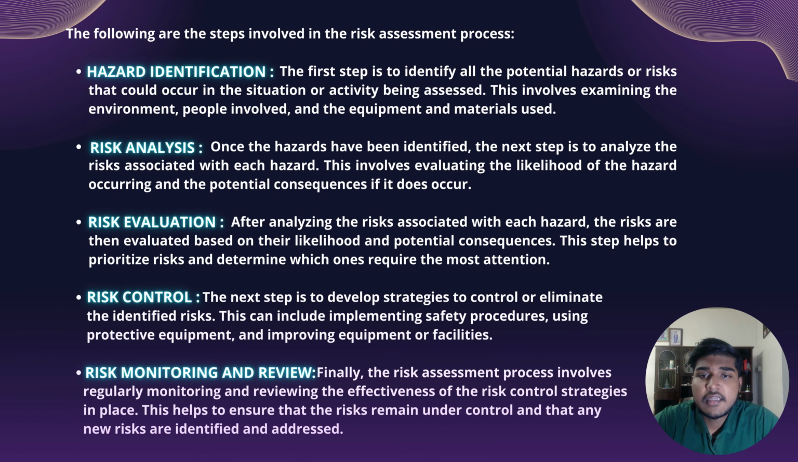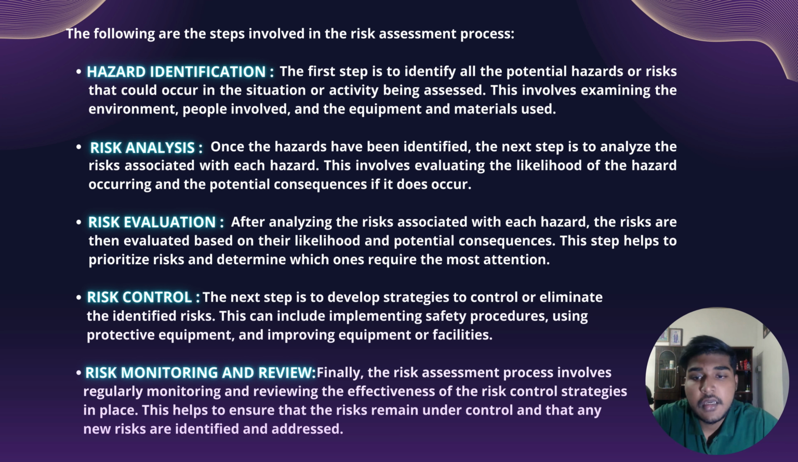Now we are going to see the steps involved in the risk assessment process. The first one is hazard identification. The first step is to identify all the potential hazards or risks that could occur in the situation or activity being assessed. This involves examining the environment, people involved, and the equipment and material used. Next, risk analysis. Once the hazards have been identified, the next step is to analyze the risk associated with each hazard. This involves evaluating the likelihood of the hazard occurring and the potential consequences if it does occur.